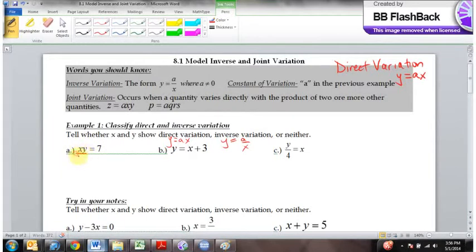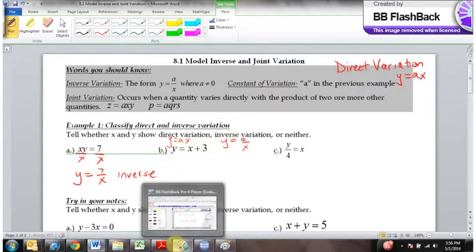So for this one, I'm going to divide both sides by x. And I have y equals 7 over x. So that looks very much like what we have over here. So this is inverse variation. If somebody asked, our constant of variation there is 7, because that's what a is. Looking at number 2. That plus 3 is a tip-off right away that we have no direct or inverse variation here. This is just going to be neither.